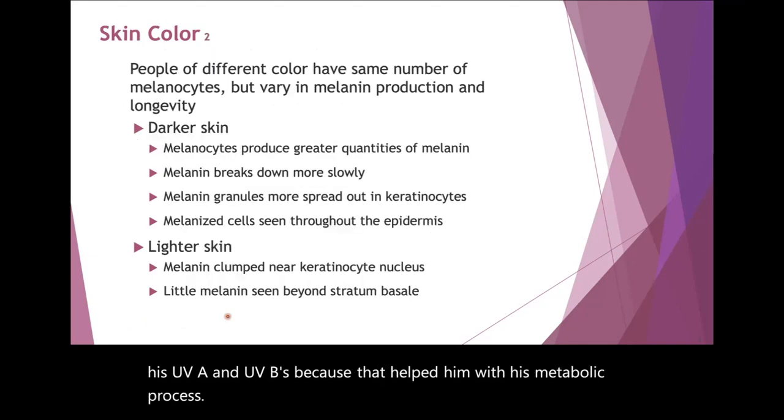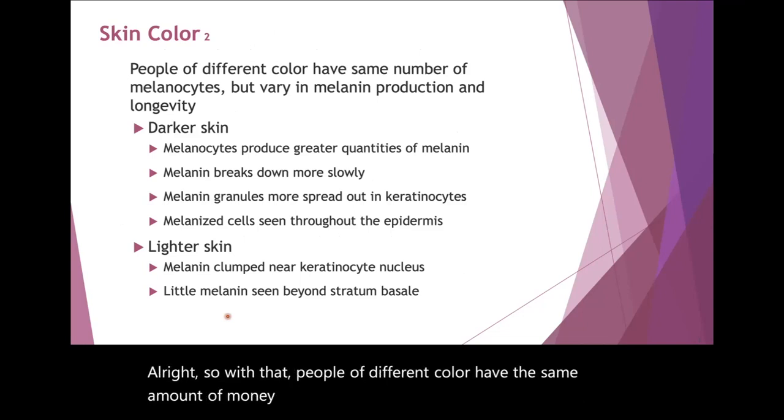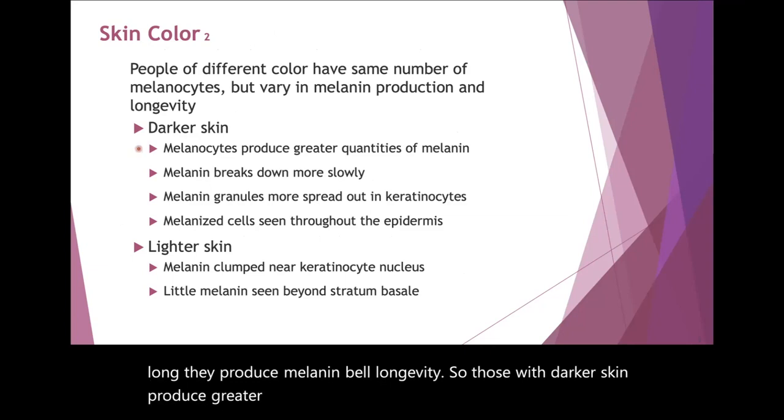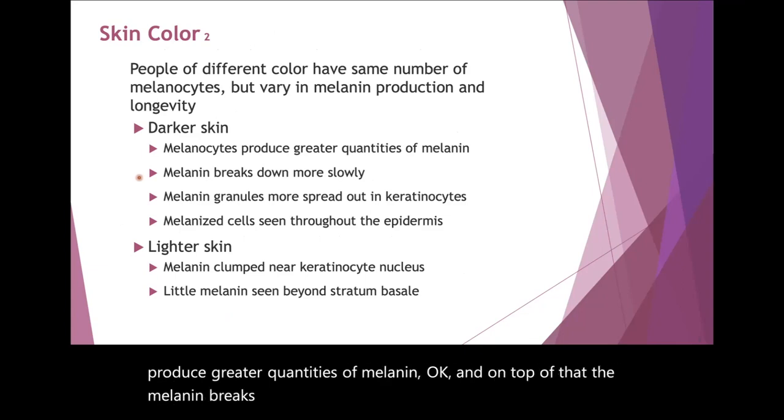People of different color have the same amount of melanocytes, but they vary in their melanin production and how long they produce melanin, that longevity. Those with darker skin produce greater quantities of melanin, and on top of that, the melanin breaks down more slowly.